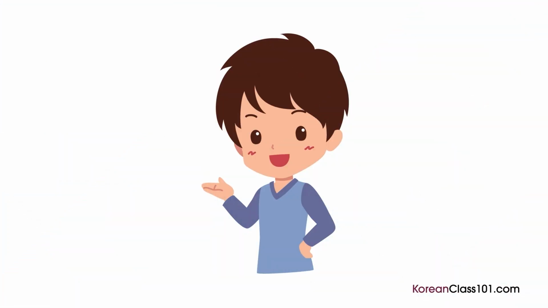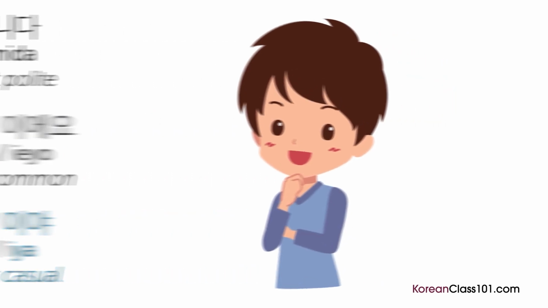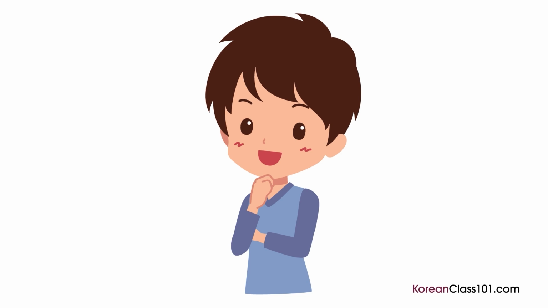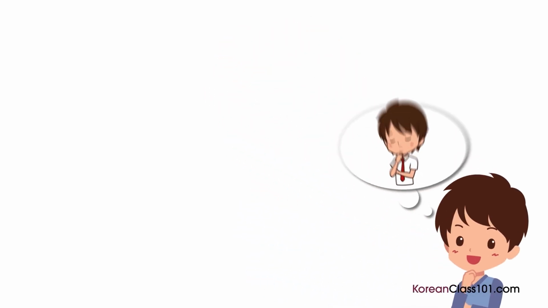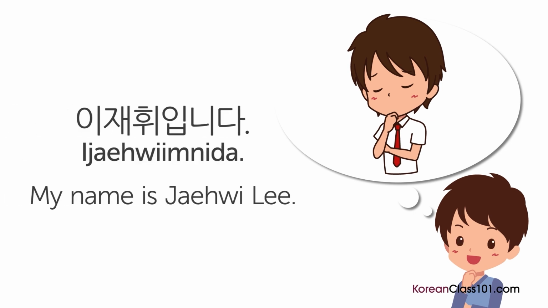You can introduce yourself in 3 different ways in Korean. The most polite version, which ends in 입니다, the most common one, which ends in 예요 or 이에요, and the most casual version, which ends in 야 or 이야. Let's see some situations where you need to introduce yourself. Let's say you're at a job interview. In this case, you want to use the most polite version.